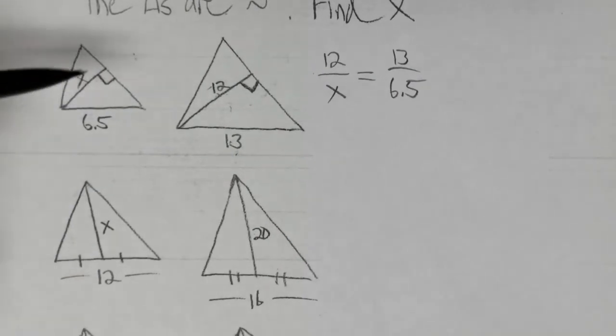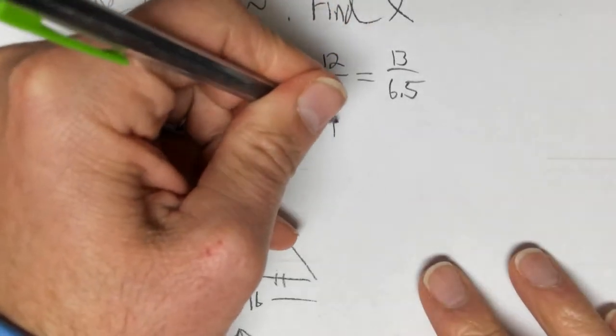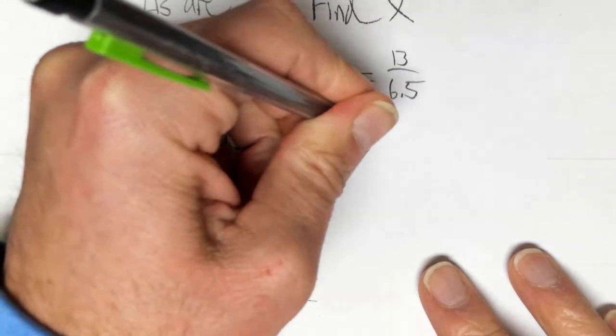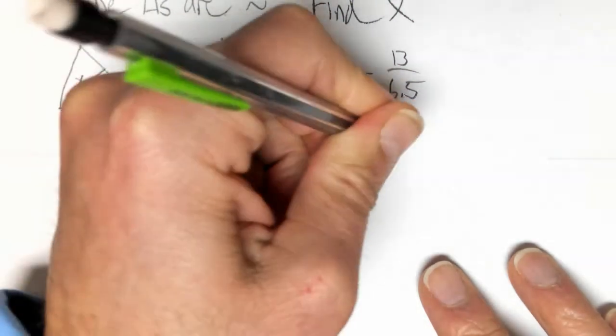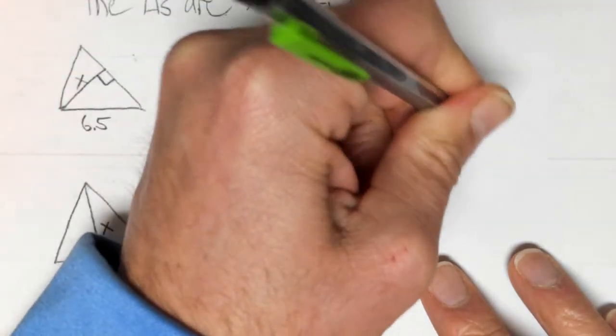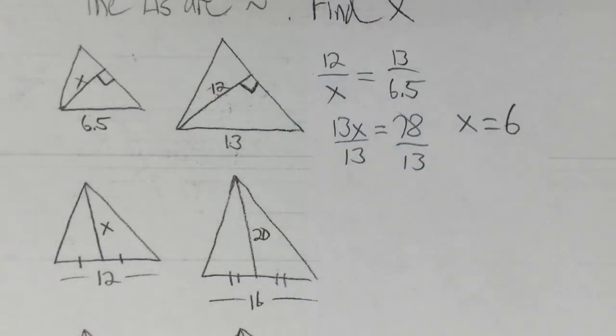So there you go. So now I can go ahead and do my cross product. Let's see what we get. X times 13, of course, is 13x. 6.5 times 12 is going to be 78. Let's go ahead and divide it by 13. And we have x equals 6 is your answer. Okay, so there you go.